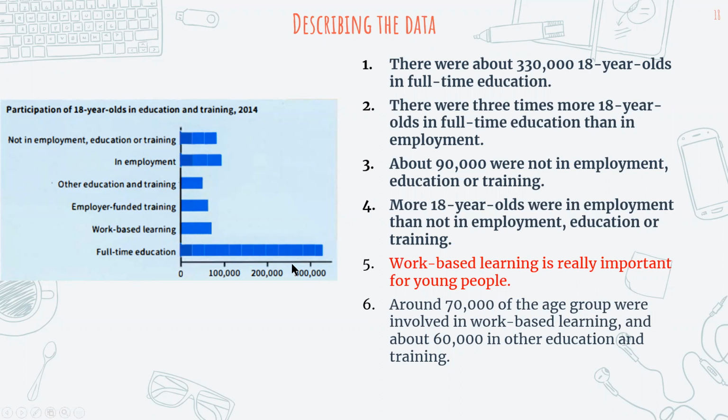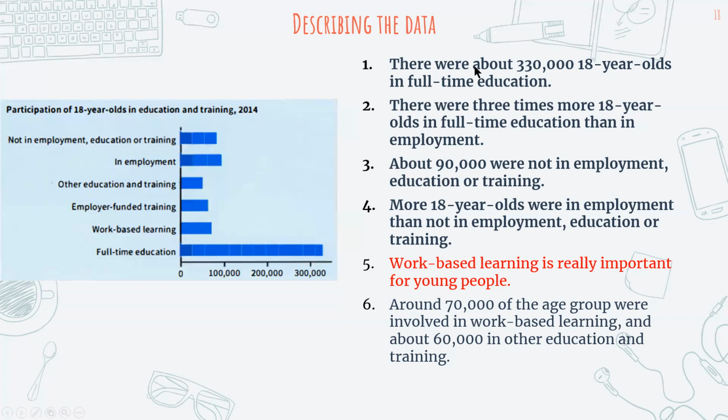vertical axis and the horizontal axis. The horizontal axis, of course, represents the number of students, or people, in this age, 18 years old, 18-year-olds. This is a compound noun. And the vertical axis represents different categories: full-time education, work-based learning, employer-funded training, and so on. So I want you to think about how you can describe the data.